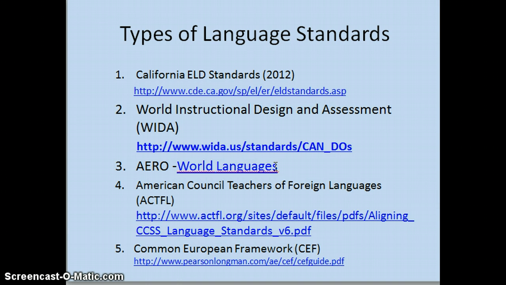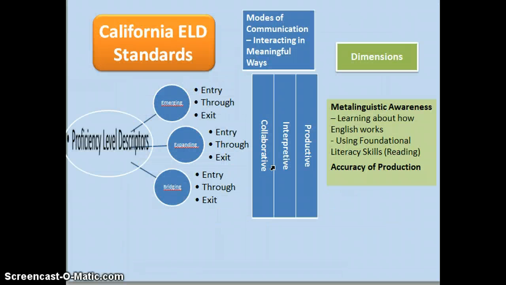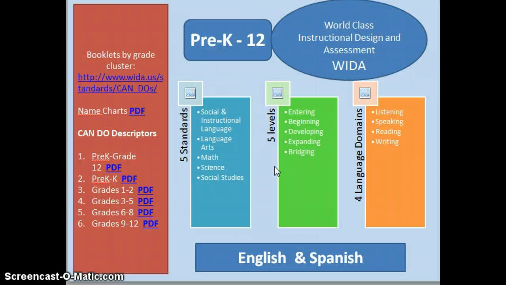You're probably also familiar with ACTFL, a very established council, and especially for foreign languages, it's also being aligned to the Common Core. And then some of you are also working with the CEF, the Common European Framework. So here's a link to that as well. Here's just a breakdown of the California standards, if you're interested. And here is a breakdown for WIDA.